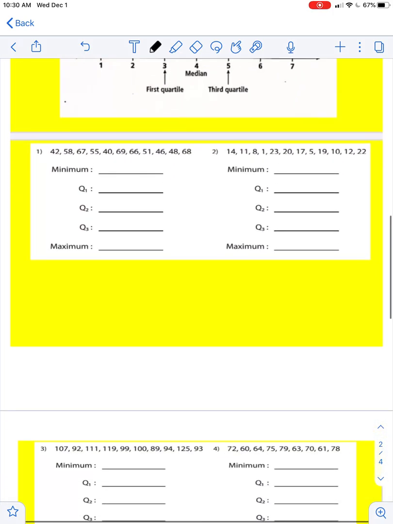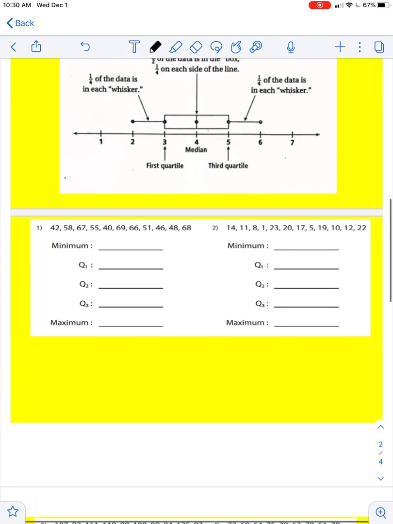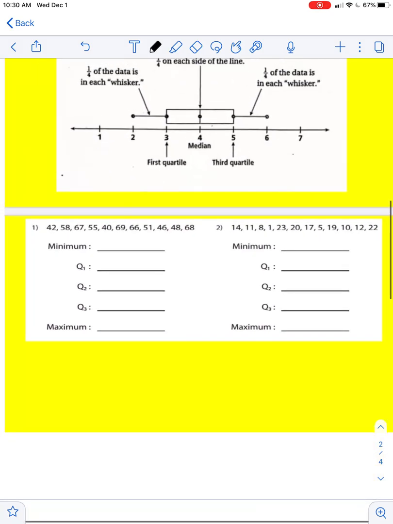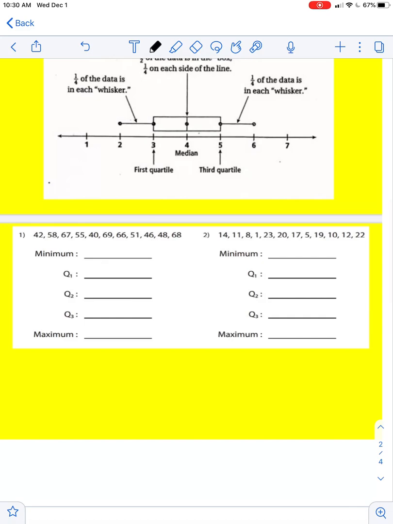So now you are going to work with 2 sets of data, and we are going to do some box and whisker plots. So you are going to look at number 1 and number 2 right here, and you're going to go ahead and pause the video, and you are going to go ahead and make these 2 box and whisker plots, and you will come back to the video when you are done.